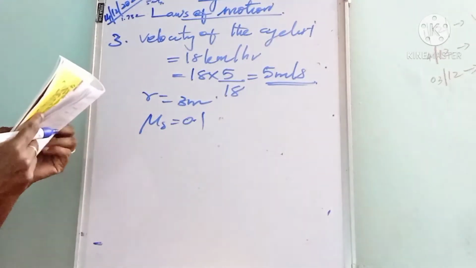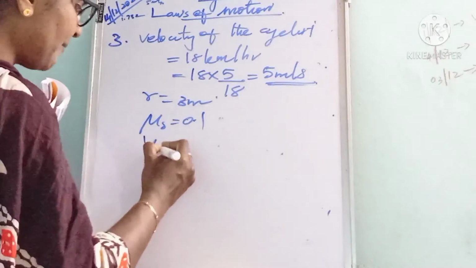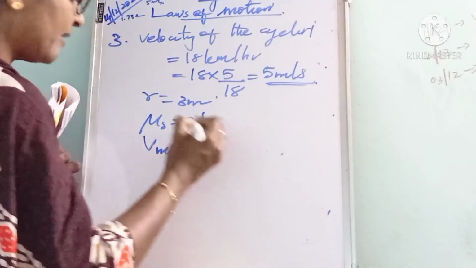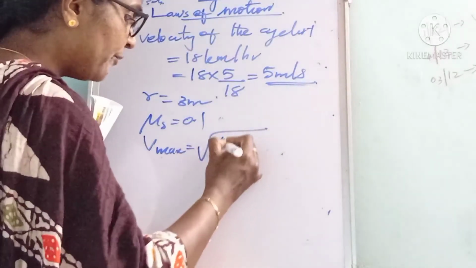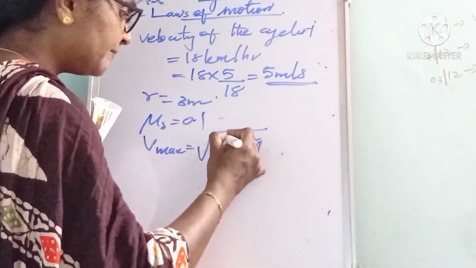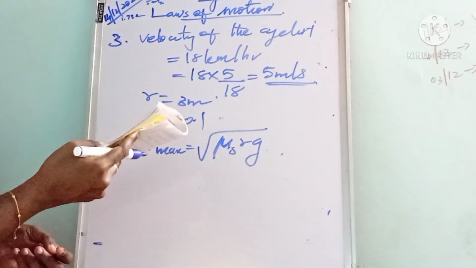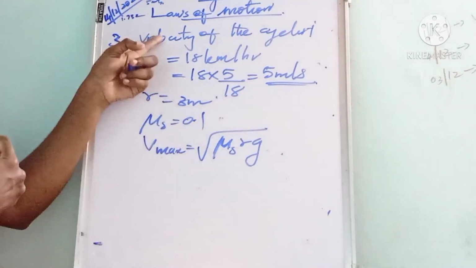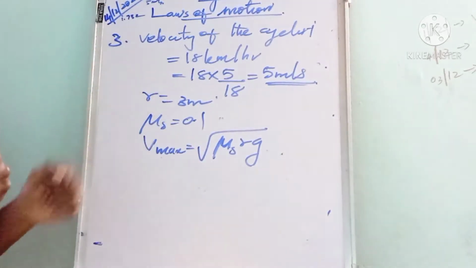Okay, you know the maximum speed limit on a circular level road. What is the maximum speed limit on a circular level road? It is root of mu s r g. V max is equal to the square root of mu s r g. Suppose if the speed of the cyclist exceeds this value, he will skid or slip.